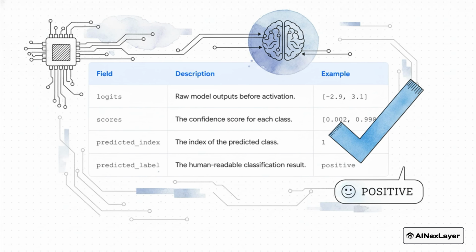Let's quickly break it down. The logits, those are the model's raw internal thoughts, its gut reaction. Those numbers then get turned into scores, which is the model's confidence level. So here, it's 99.8% sure that the first input was positive. Finally, you get the predicted index and the predicted label, which give you that clean, easy-to-read final answer. Positive. It's just an incredibly fast and straightforward way to get answers.